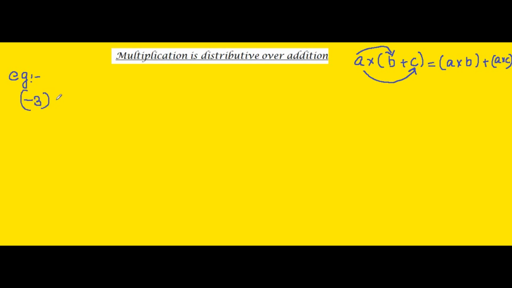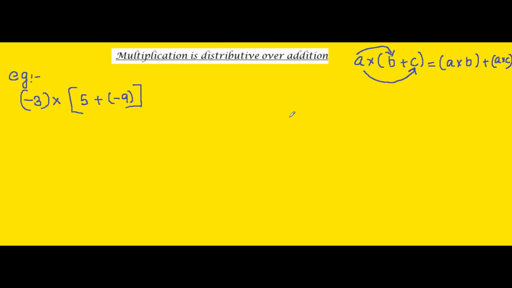-3 times, inside the bracket I am taking two integers, 5 and -9. To prove multiplication is distributive over addition, what we are going to do? We are going to find the answer of this one in two ways.